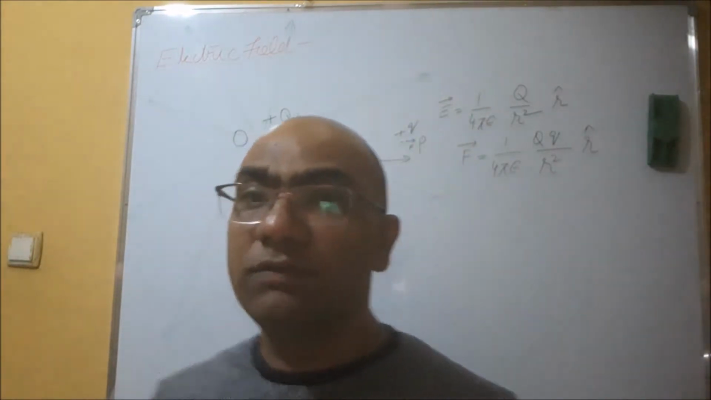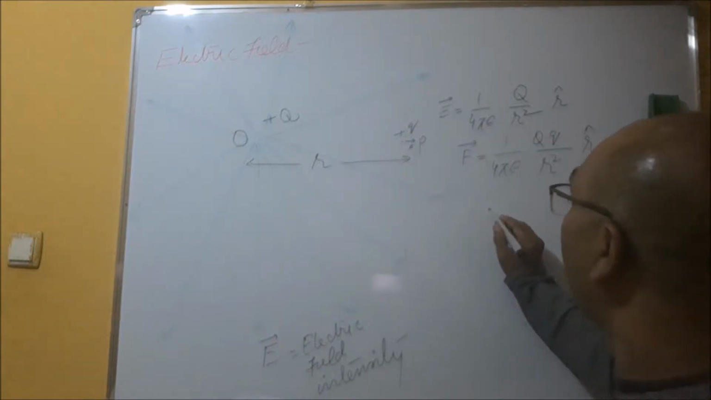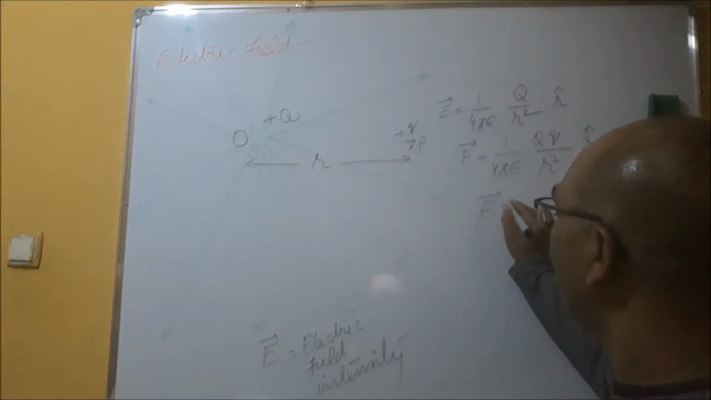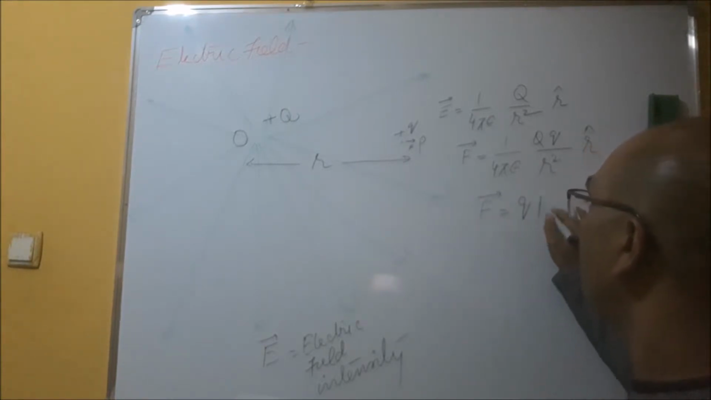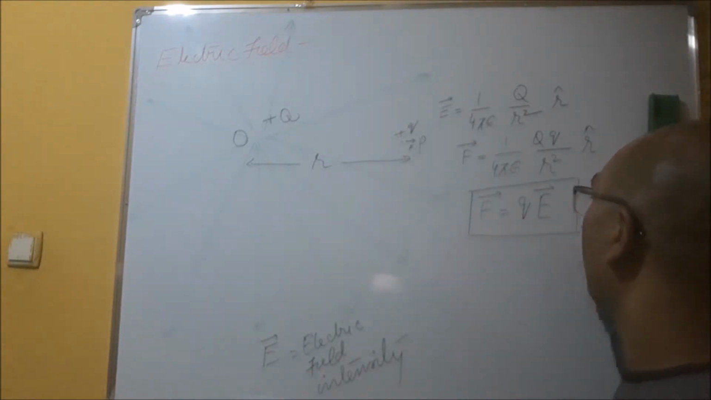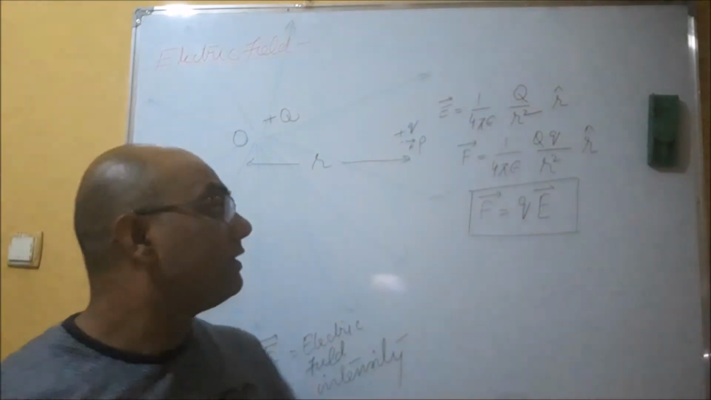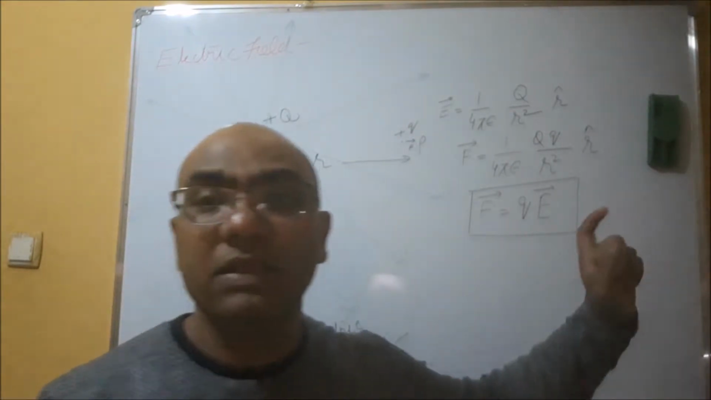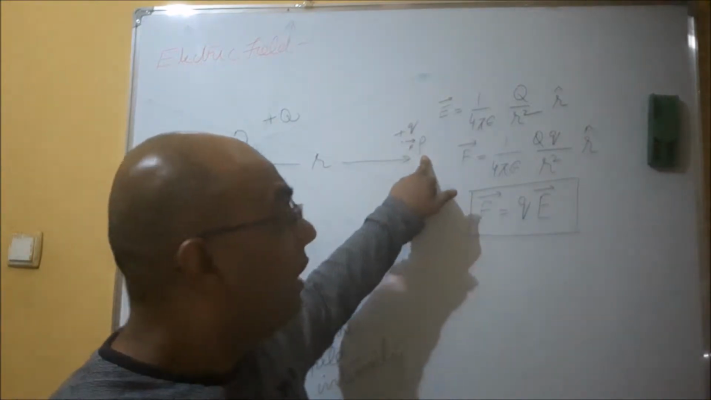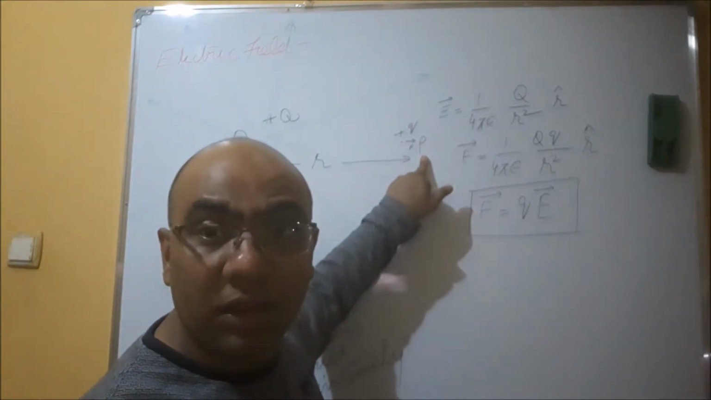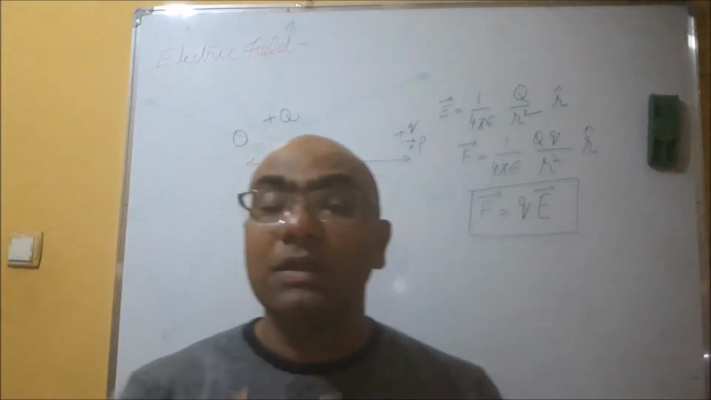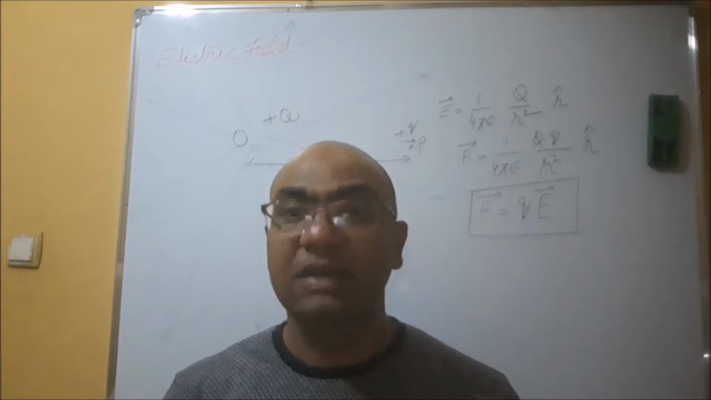If I compare both the formulas, what will I get? I will get F equals to qE. It means the force on this small q charged particle can be calculated by multiplying the magnitude of this charge with the magnitude of the electric field intensity.